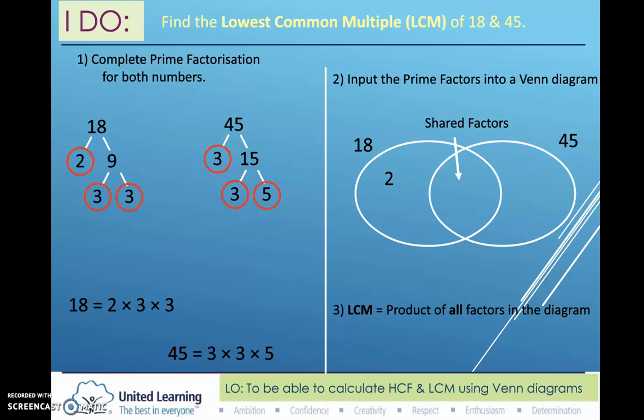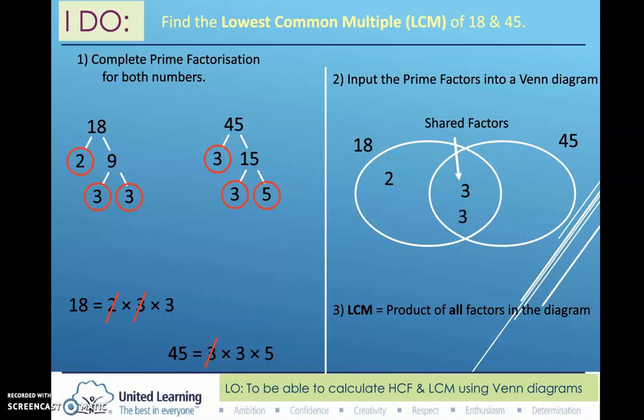18 has a factor of 2 on its own, 45 does not. So it goes in just the 18 part of the ring. And we cross it out. One of the shared factors, there is a 3 in both, so we just put one 3 in the middle to relate to both of those shared 3's.